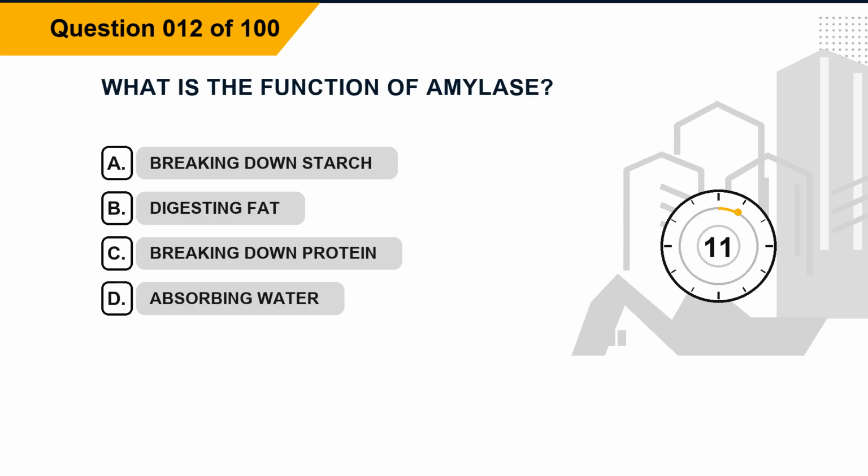Question 12. What is the function of amylase? Option A. Breaking down starch. Option B. Digesting fat. Option C. Breaking down protein. Option D. Absorbing water. The correct answer is option A.